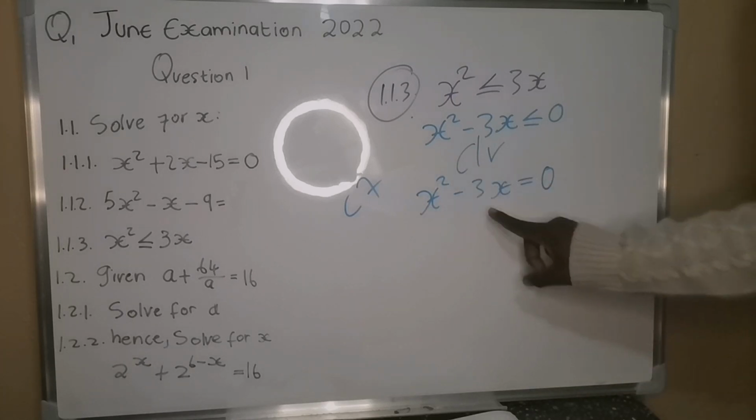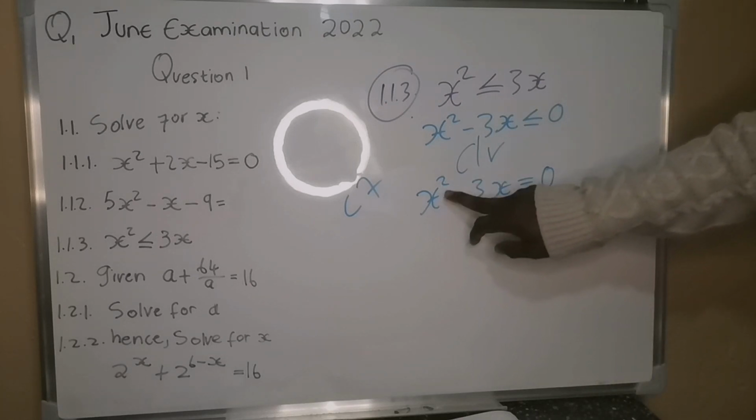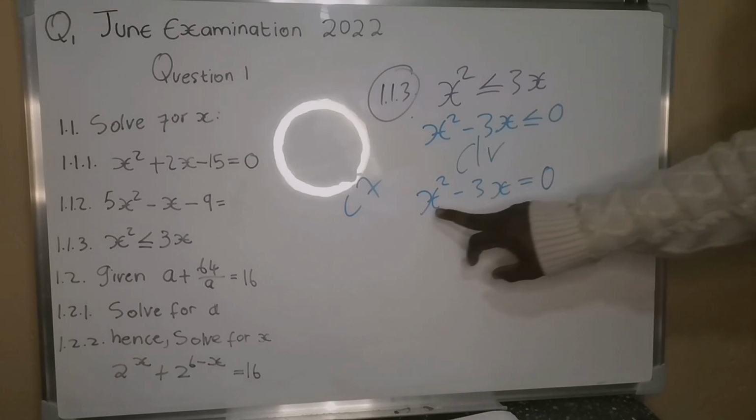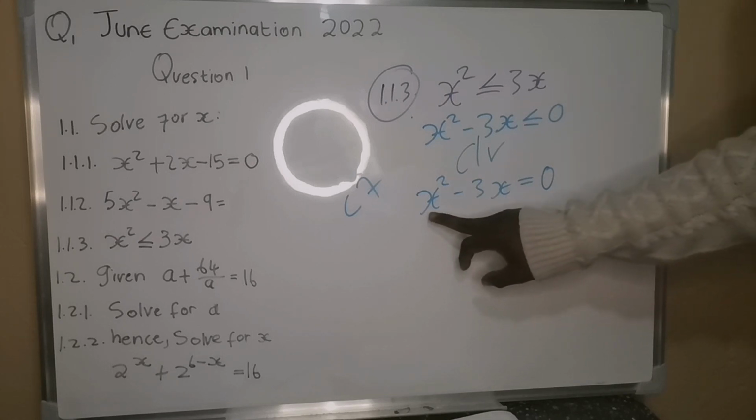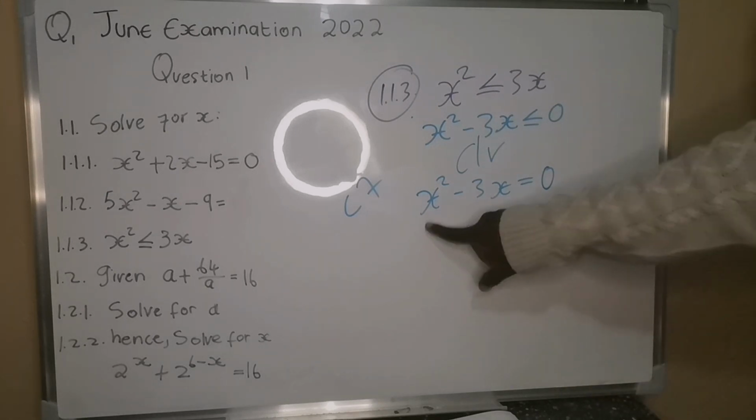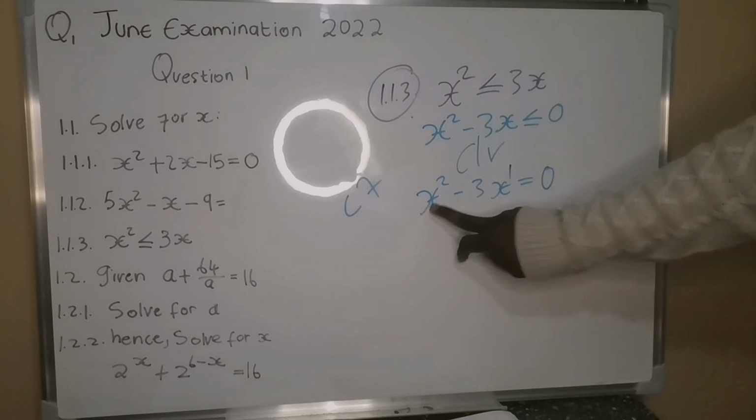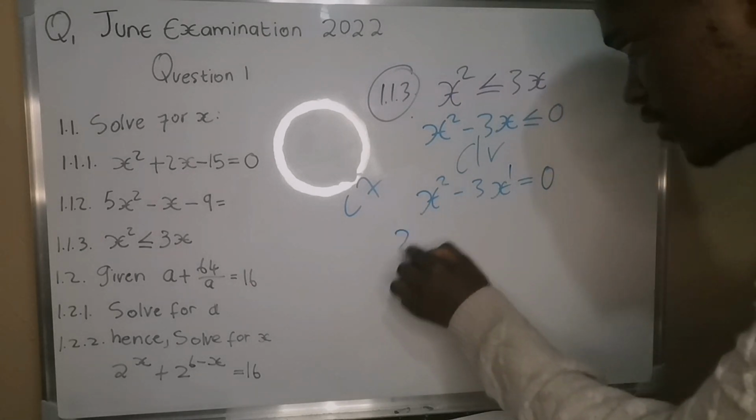What's common between x squared and 3x? It is x. There is x in our first term and there is x in our second term. Therefore, take it outside by factorizing, introducing brackets. You take out the lowest exponent between x squared and 3x. We have two x's here and one x. Which one is the lowest? It is 1x. You take it outside.